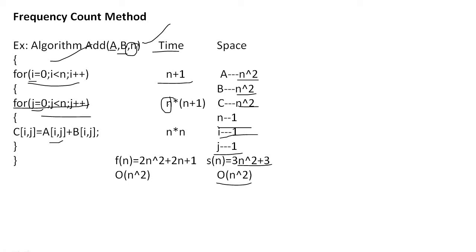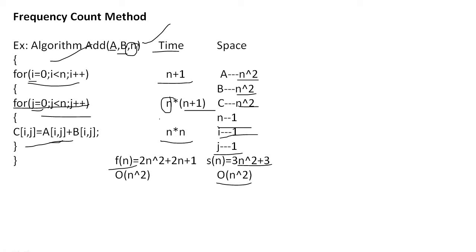Till n plus 1. So, n into n plus 1. And this statement executes if these two for loops are true. So, this for loop executes n times, and this for loop executes n times. So, how many times is this statement executing? n into n. What is the total time complexity?